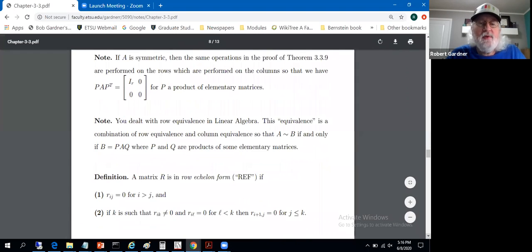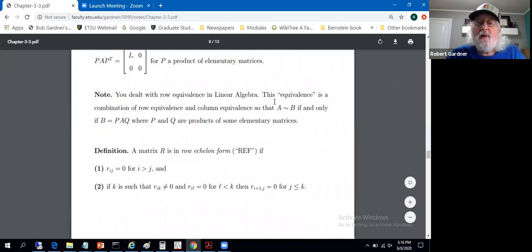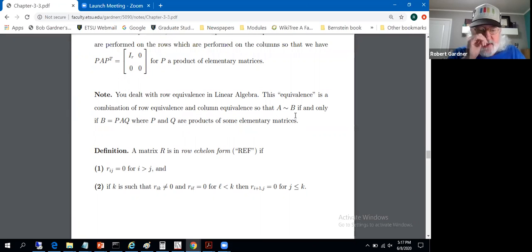All right, this thing about equivalence, as I said, we're taking equivalence to be a combination of row and column equivalence. We'd say A is equivalent to B if there's a sequence of row operations and column operations that allow you to change A into B. That can also be accomplished by multiplying by elementary matrices on the left and the right. On the left for the row operations, on the right for the column operations. So another way of saying A is equivalent to B in this equivalence sense, not equal, of course, equivalent, is there's products of elementary matrices, P and Q, such that B equals PAQ.